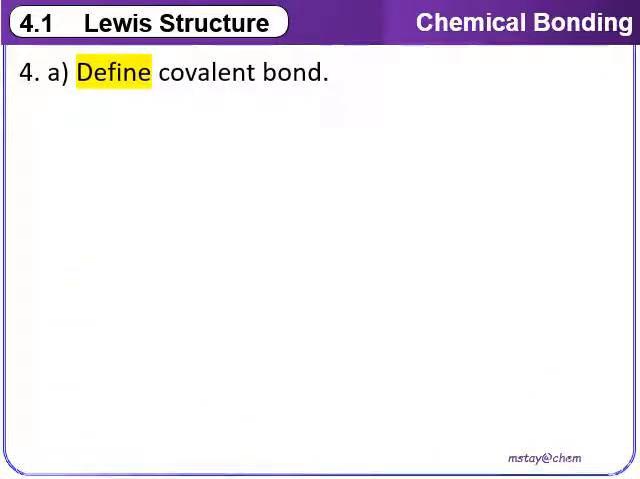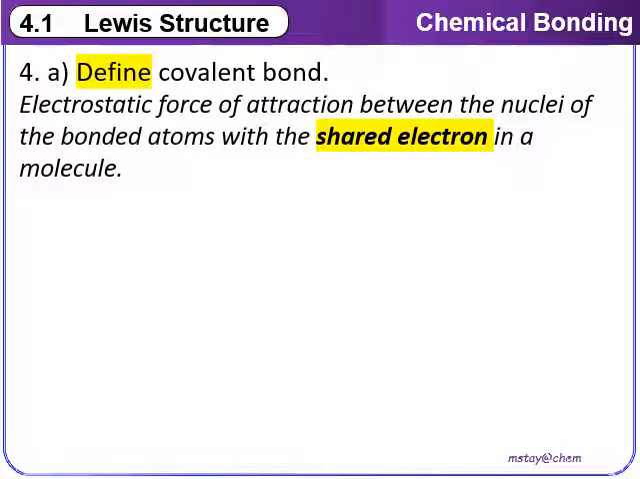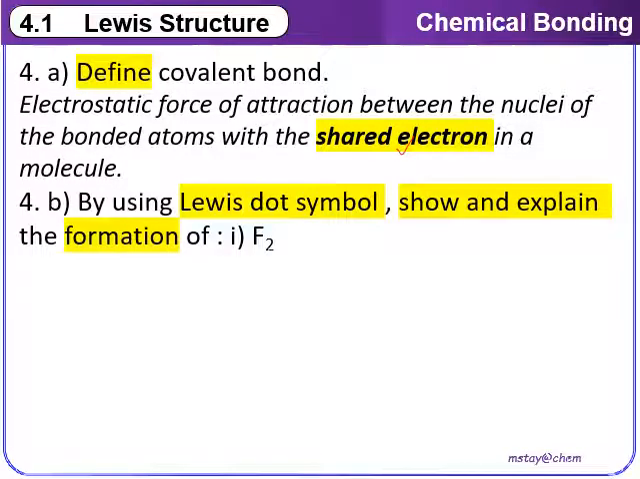Continue with tutorial question number 4. Define the covalent bond. This is not a new term for you. As we already know, it always refers to the electrostatic force between the nuclei of the bonded atoms and the shared electrons in a molecule. For b, again, we are going to use the Lewis dot symbol, and then we are going to show and also explain the formation of the fluorine molecule.